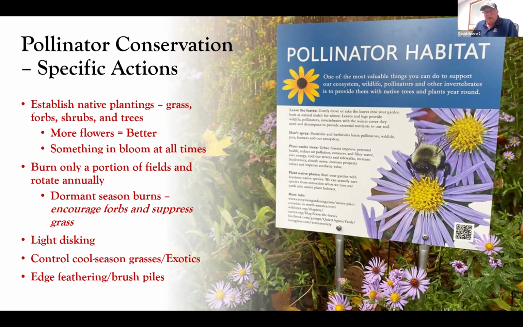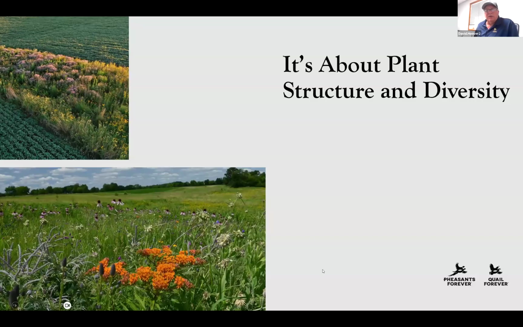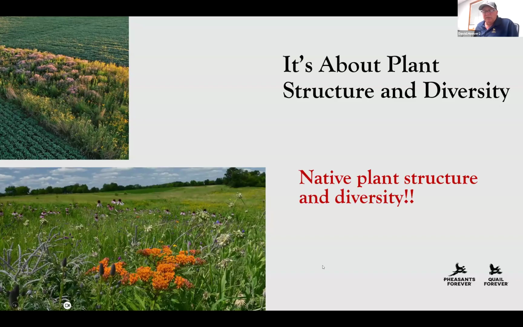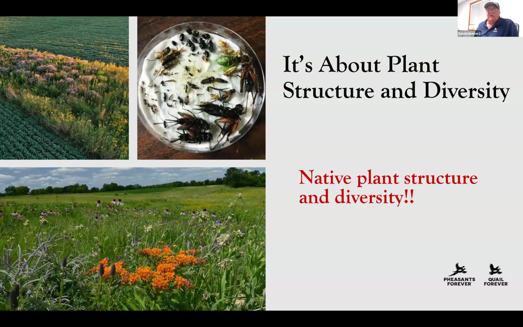This is when chemicals come into play. I try not to use a lot of it, but in some cases you just can't avoid it. And things like brush piles and edge feathering, having that woody debris for those tunnel nesting bees that we talked about earlier, is vitally important. So really, it breaks down to native plant structure and diversity. Especially for native bees, the more structural diversity and the more floral diversity equals more bees and more insects overall, which really fuels our entire food chain, if you will.